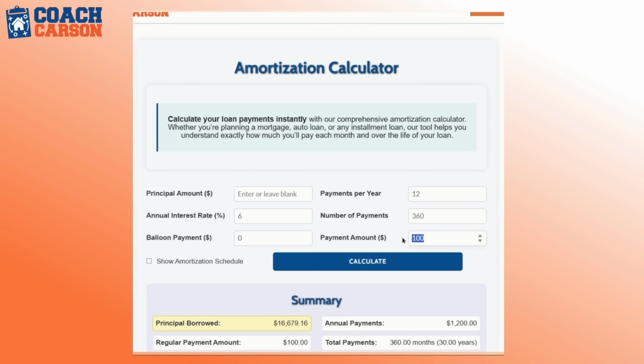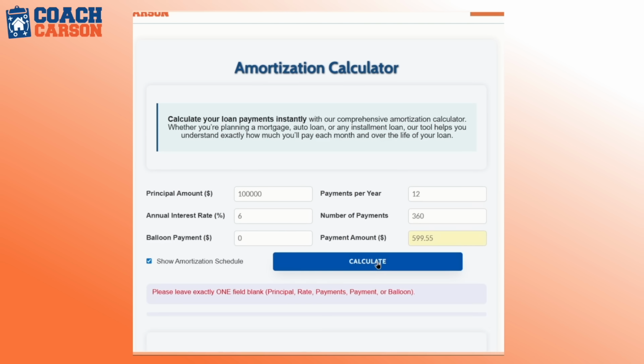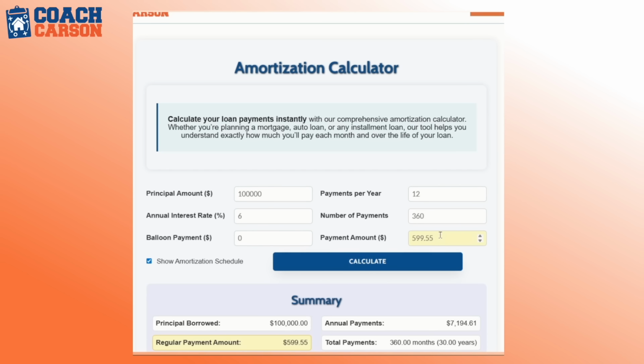And then what we want to figure out is the payment amount. So we're going to put our loan amount here of $100,000. That's what we figured out after we put $30,000 down. You always leave one of these blank. For the balloon payment, usually put 0 or leave that blank. But when you have these other four numbers, you can leave payment blank and click calculate. I'm also going to click show amortization schedule. There we go. So your payment's just under $600 per month.